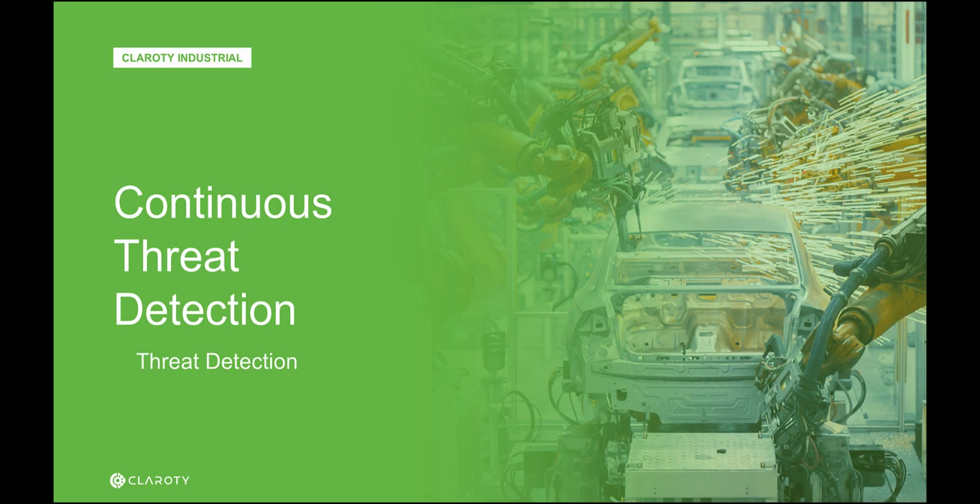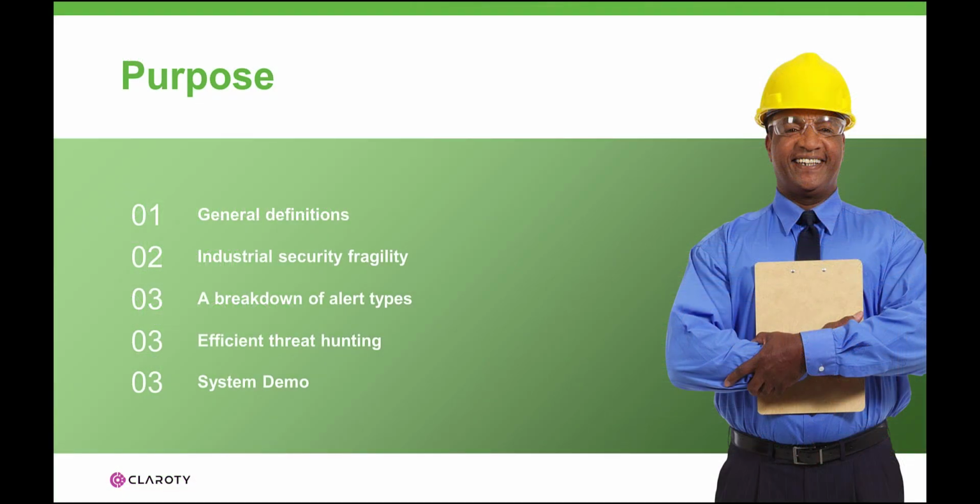This module demonstrates the capabilities featured in CTD's threat detection portion. We'll start off with some general definitions. Next, we'll describe why securing industrial networks is a bit more challenging than securing typical IT networks. After that, we'll separate the alerts we see within CTD into their two different categories. Following this, we'll demonstrate what capabilities a cybersecurity solution must have in order to hunt threats quickly and efficiently.